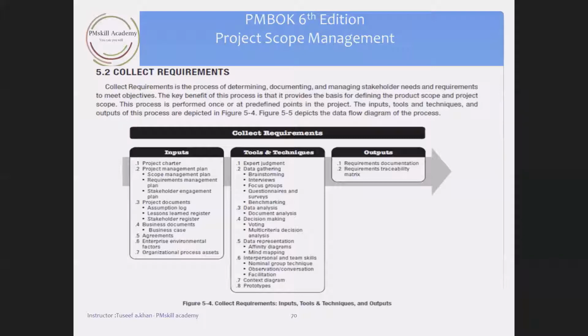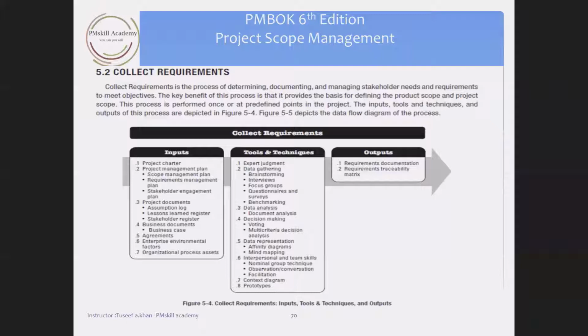The scope management plan and requirements management plan are the outputs of our first planning process, 5.1 Plan Scope Management. That will be input for Collect Requirements. There is one new input, the stakeholder engagement plan. The stakeholder engagement plan is used to understand the stakeholder communication requirements and the level of stakeholder engagement in order to achieve very good communication from the project.